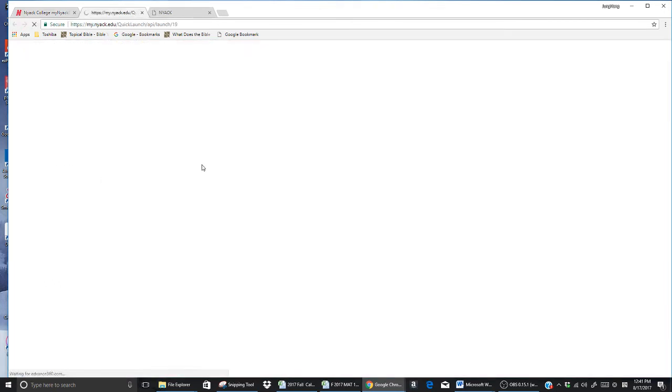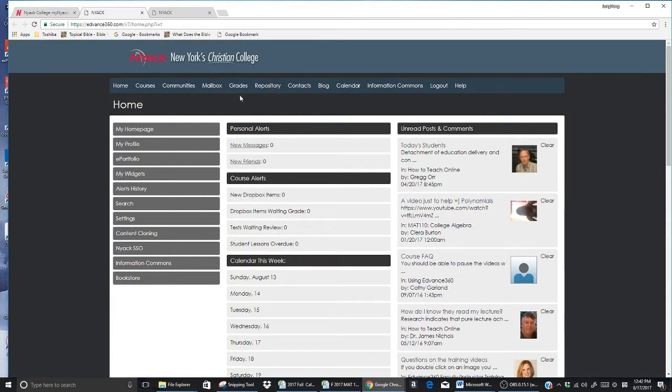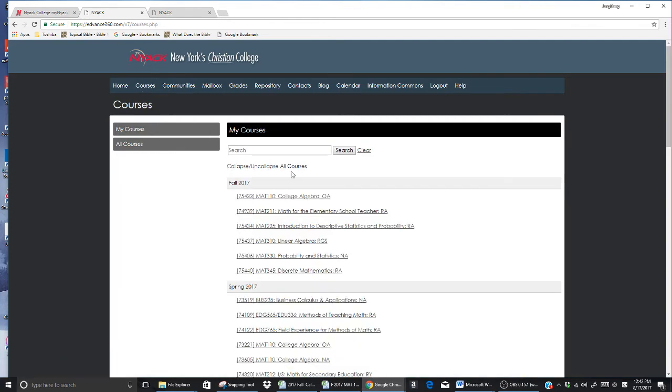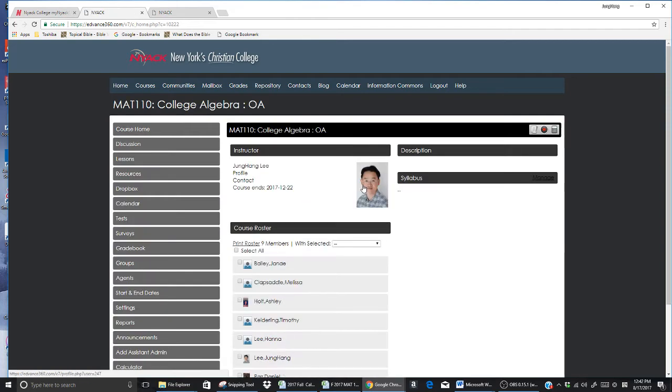You click on it, then it'll open up the page just like this. Then you go to your course right here, and then choose College Algebra Online, right? You should be able to see this.